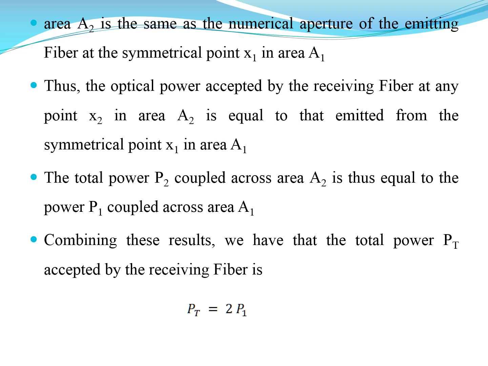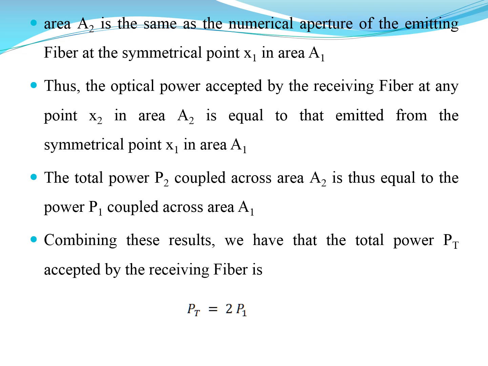Thus the optical power accepted by the receiving fiber at any point x2 in area A2 is equal to that emitted from the symmetrical point x1 in area A1. So the total power coupled across area A2 is equal to the power coupled across area A1. Combining these two, the total power will be PT equal to P1 plus P2, the sum of the power coupled across area A1 as well as area A2.